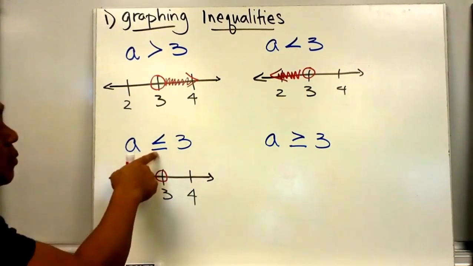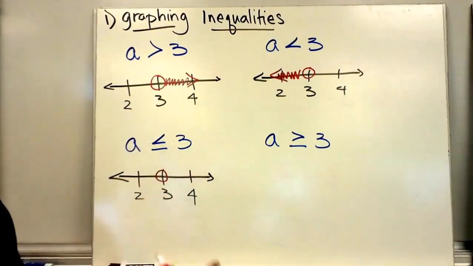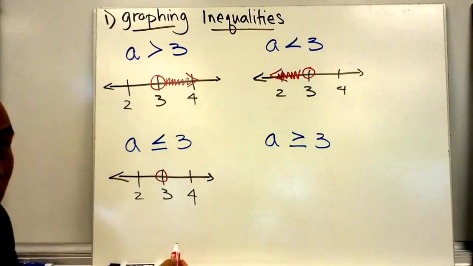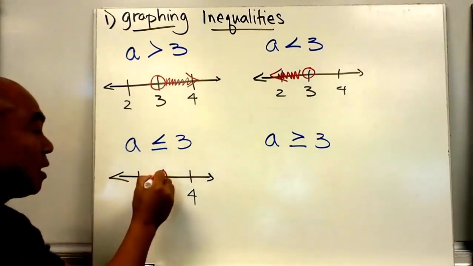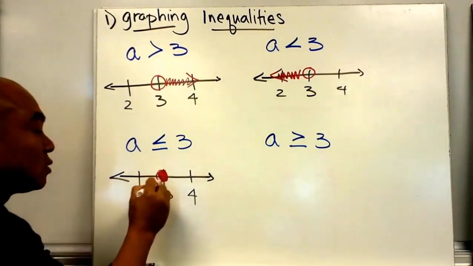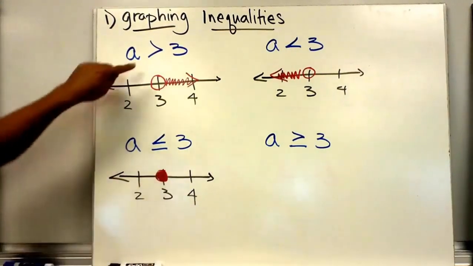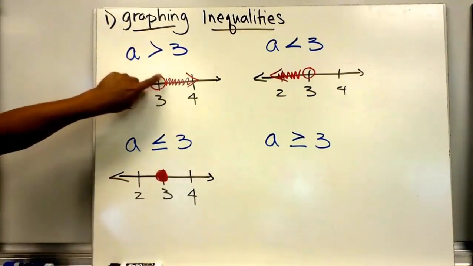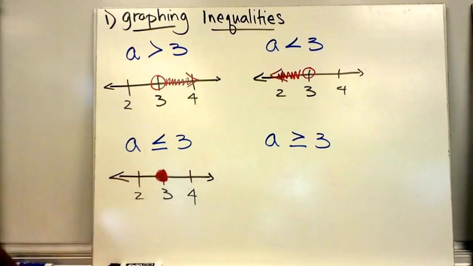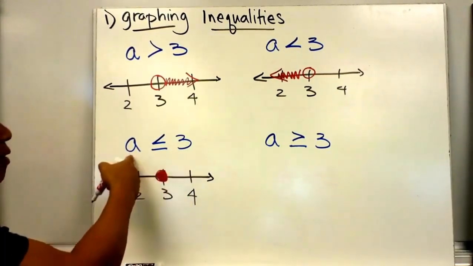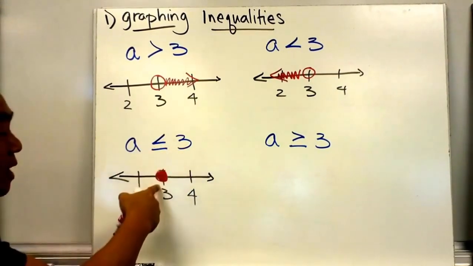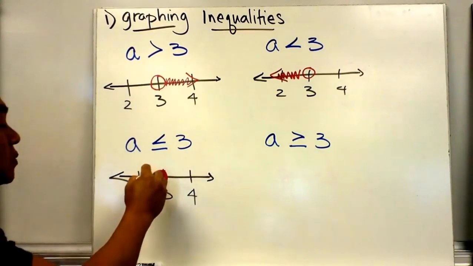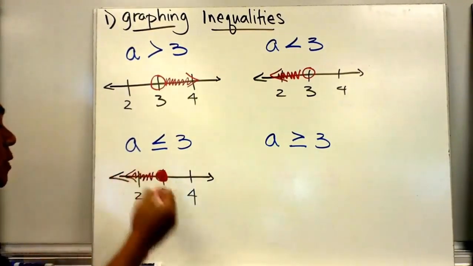However, remember, we also said it could be less than or equal to 3. So if it's or equal to, which means it could equal 3, I am going to have a solid circle. So real quickly, if it doesn't have a line, it's open. If it has a line, it's solid. Now I'm looking for all the numbers that are less than 3. We already have equal to 3, so let's go less than, which means this way.